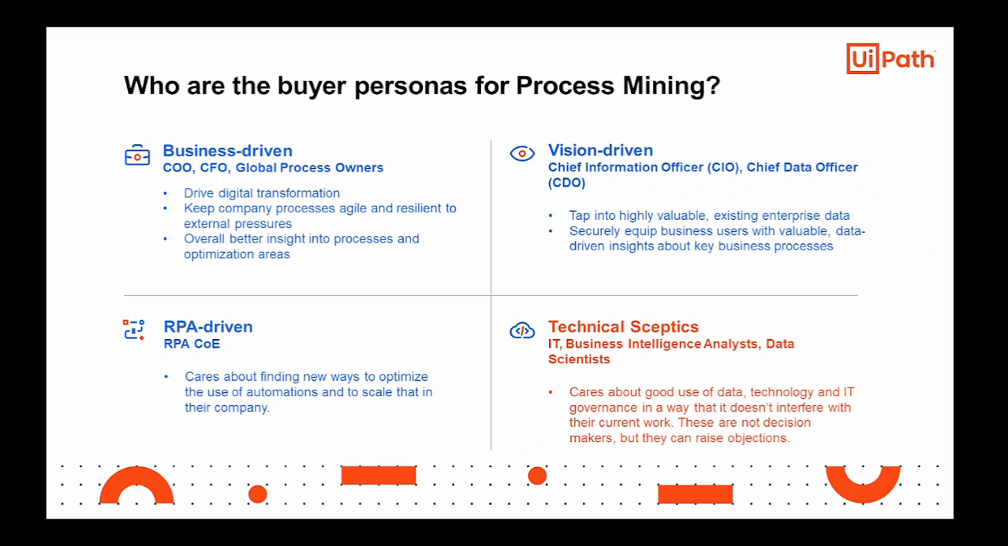The third group are the RPA-driven folks, the RPA COE typically, who are looking for new ways to optimize the use of automations and to scale automation within their company, while understanding the impact of automation on the end-to-end process. Of course, there might be process mining skeptics because this technology is new. They might come from IT or business intelligence or data science. They care about good use of data and technology and IT governance in a way that doesn't interfere with their current work. They're not decision makers, but they still may raise objections.